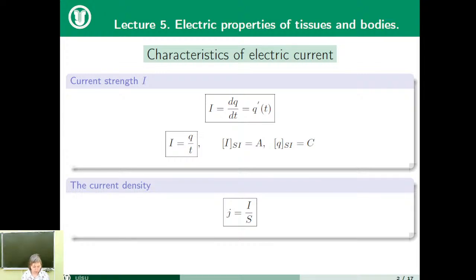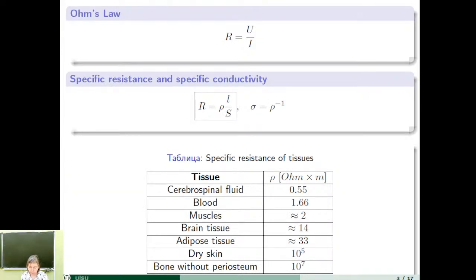Ohm's law. In most cases, at constant temperature, the ratio of voltage at the end of conductor U to quantity of current I in it is a constant. R is equal to U divided by I. Quantity R is called conductor resistance. The unit of resistance is ohm.